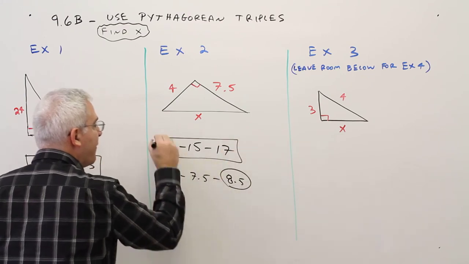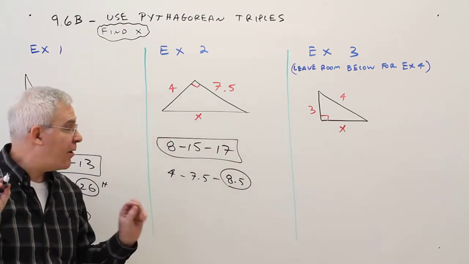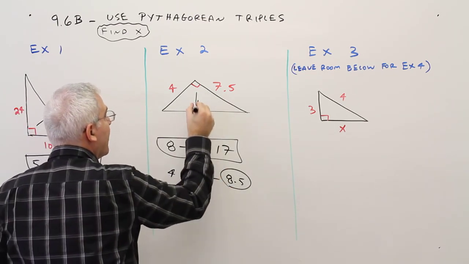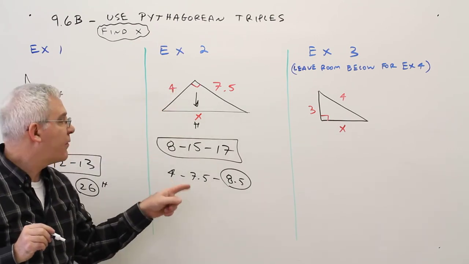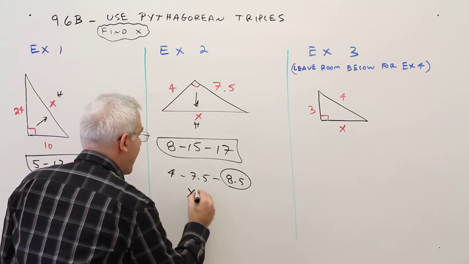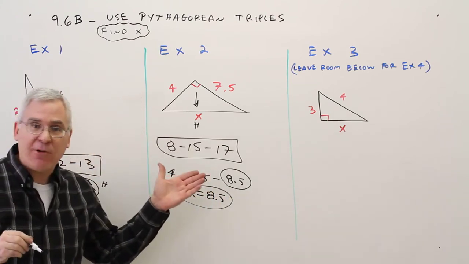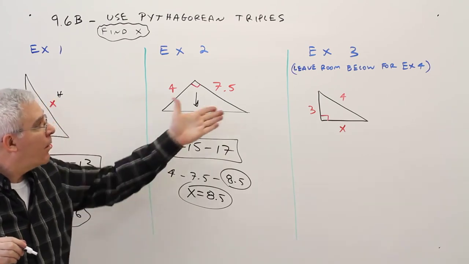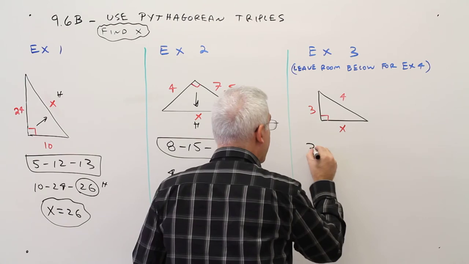Okay, so this was the family, and then all I'm doing is doubling. Also, you gotta make sure that this is the hypotenuse, the largest side. The hypotenuse is always across from the right angle, so that makes sense. X equals 8.5. Again, you could have used the Pythagorean theorem, but it would have taken more time and it would have been ugly. Okay, over here, obviously I'm thinking of the 3, 4, 5.